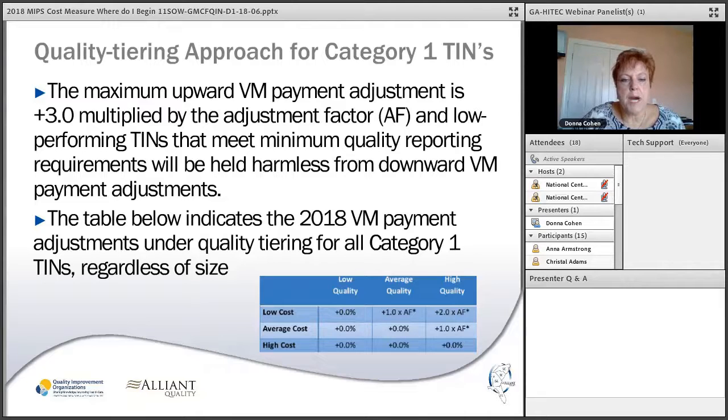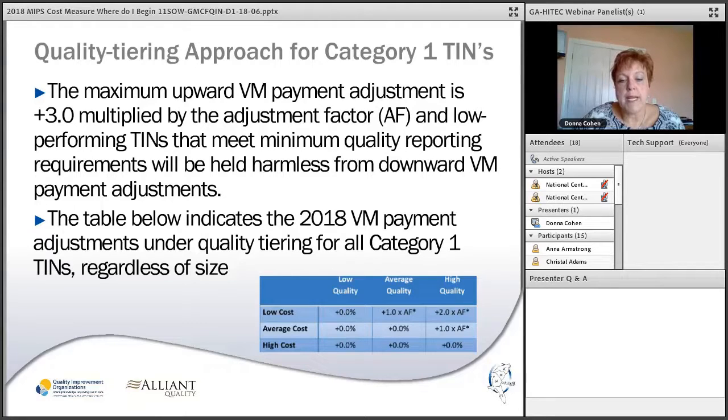This table that you see on the bottom right indicates the 2018 value modifier adjustments under the quality tiering for Category 1, regardless of the size of TIN. So remember I said a Category 1 is those that would not receive a negative adjustment. Based off of where you fall under cost and quality, you can follow the grid to determine if you would have a neutral adjustment or a positive adjustment.